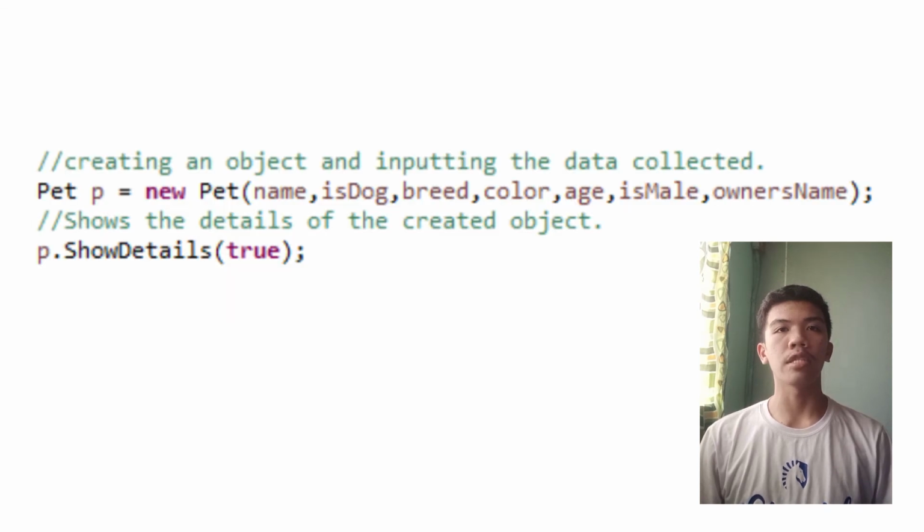The construction of an instance, or what we call an object, of the Pet class was placed inside the while loop. When the user enters a number between 1 and 6, the program creates the object using the corresponding constructor.